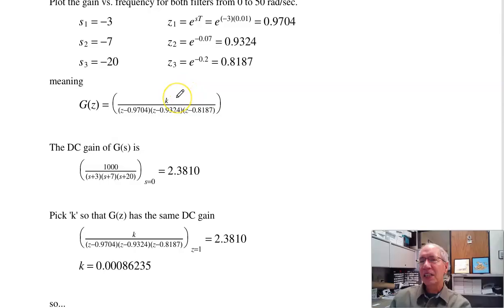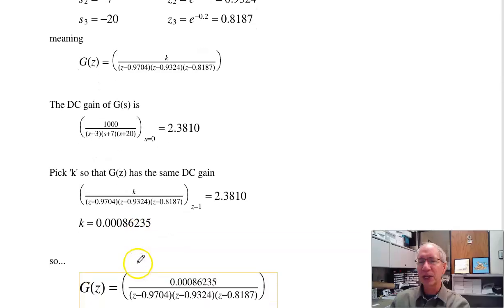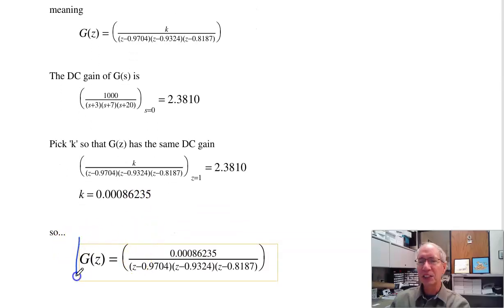Add a gain k to match the gain somewhere, typically DC. The DC gain should be 2.38. Pick k so that G of z also has a gain of 2.38. Solving, I get k is 0.0008. And here's G of z.